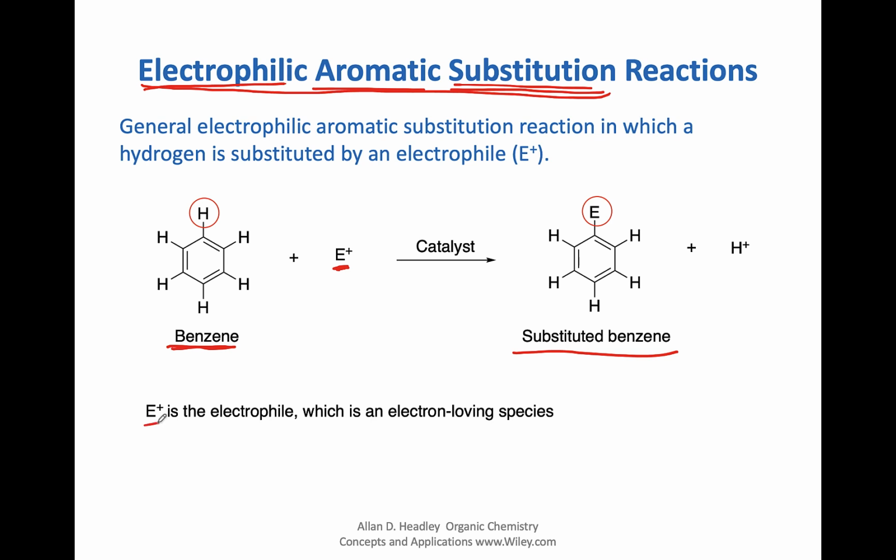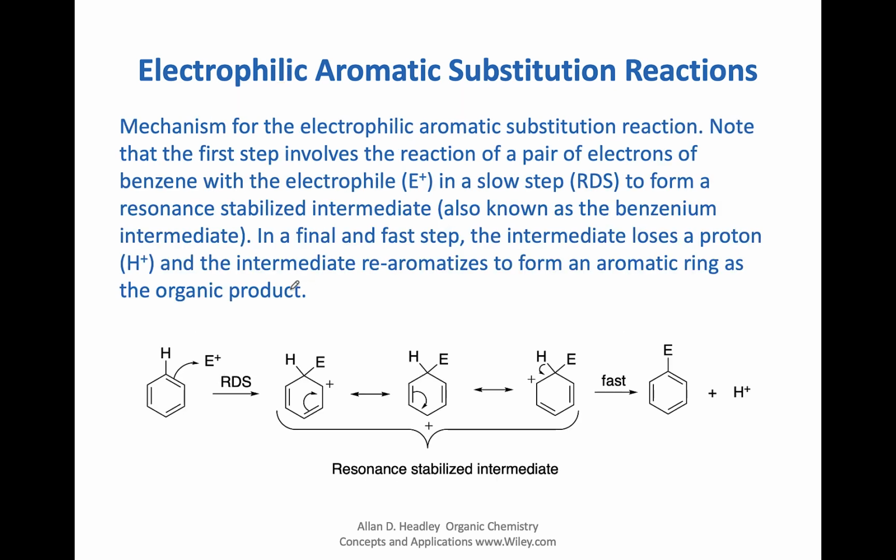Just as a reminder, E plus is electrophile, electron-loving species, so it is positive or partially positive. So all the electrophiles that we have looked at throughout this course, we will consider them here as potential reactants for electrophilic aromatic substitution. Let's look at the mechanism.